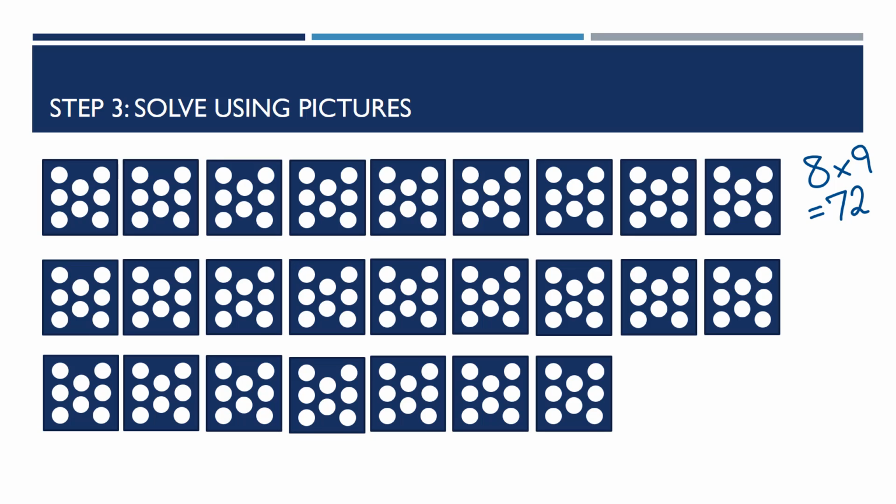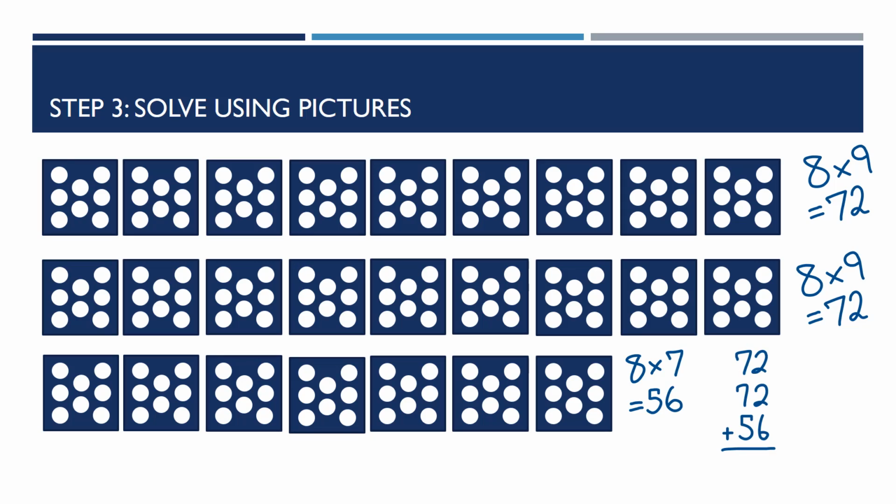Let's do this again with the second row. There are 8 cards per packet times 9 packets, which equals 72. Let's do this a final time with the third row. There are 8 cards per packet times 7 packets, which equals 56. Now we need to add up the numbers from each row to find our total. So 72 plus 72 plus 56.